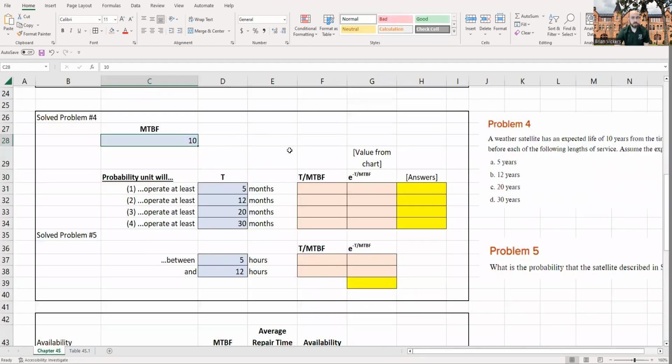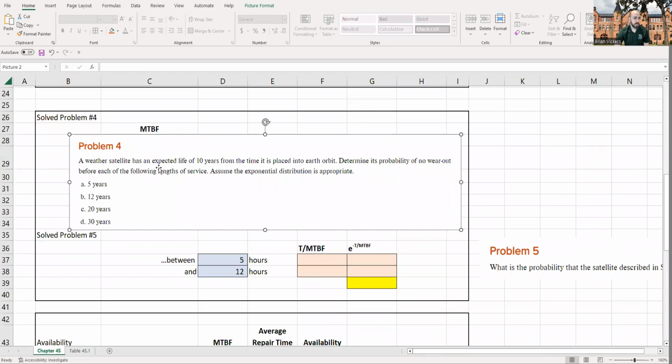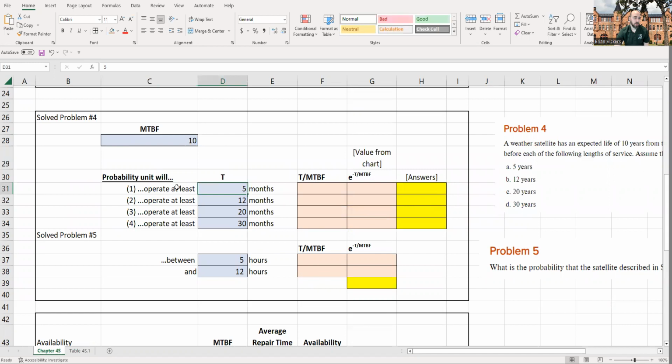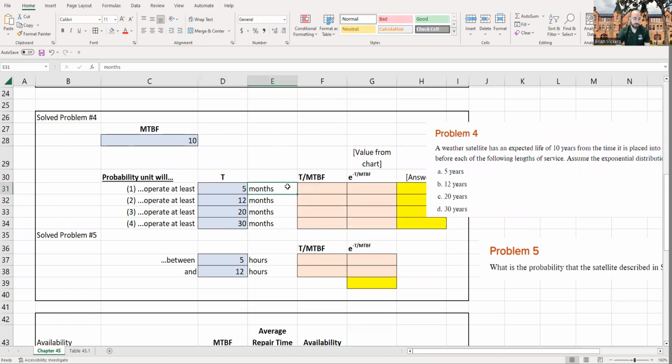Let's work on a problem. So this thing says that the weather satellite's expected to work for 10 years. What's the probability of it not wearing out, meaning lasting at least this many years? Pay very close attention to the way this is worded. The probability of no wear out, meaning it does not fail before, meaning lasts at least this long. So we have operates at least 5, it should be years.